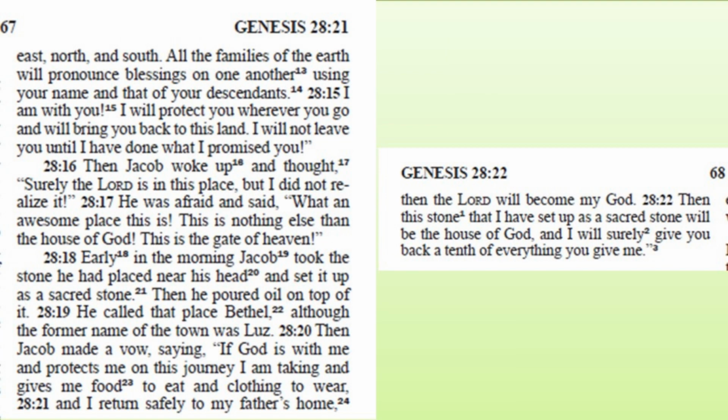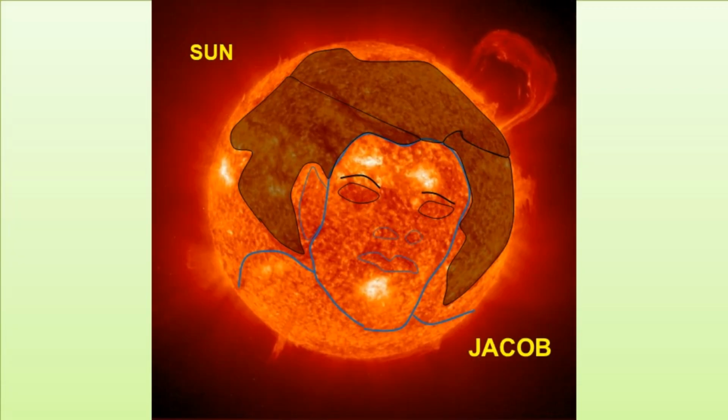Moreover, while traveling to Haran, as mentioned in the chapter number 28, verse number 20 to 21, Jacob made a vow at Bethel, saying, "If God is with me and protects me on this journey I am taking, and gives me food to eat and clothing to wear, and I return safely to my father's home, then the Lord will become my God." This indicates that till now, Jacob was considering the God as the God because his ancestors were worshipping him. But now, Jacob himself has wholeheartedly accepted the God as his God after he returned safely to Canaan and had put firm belief in the God.